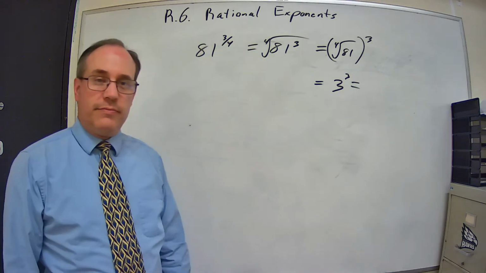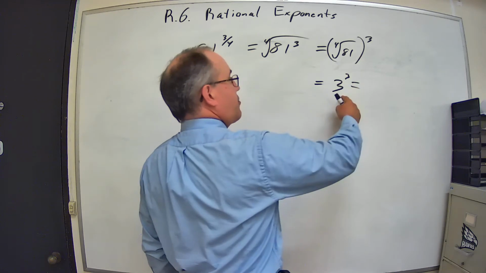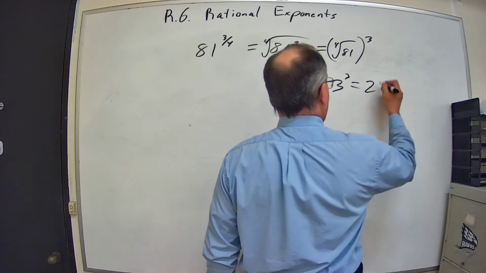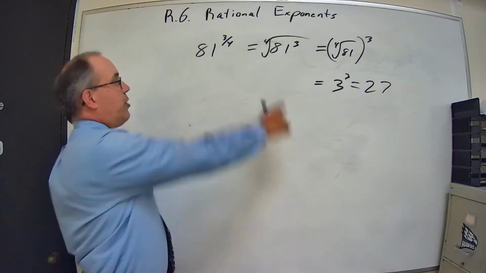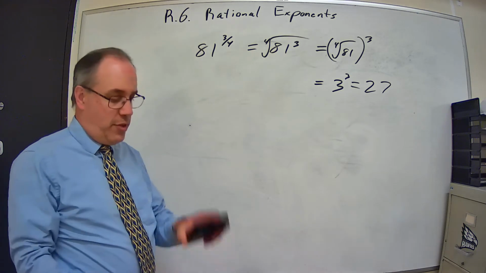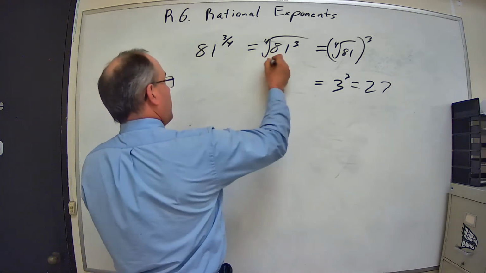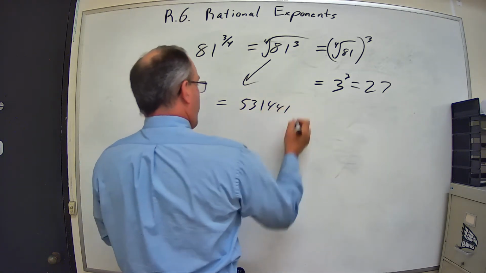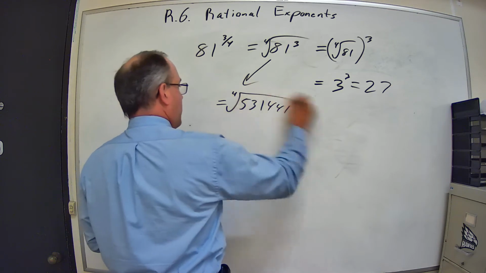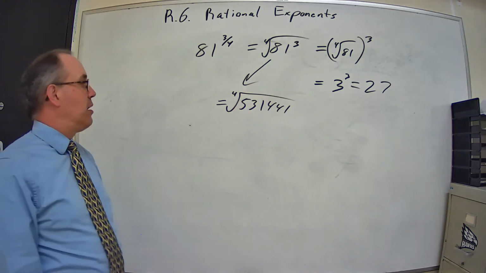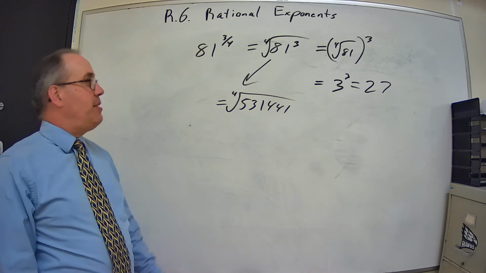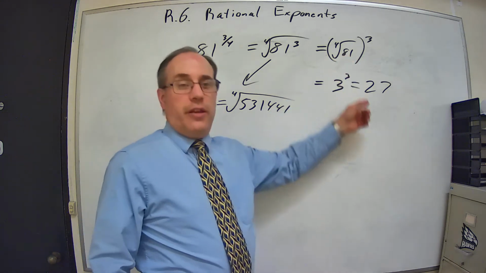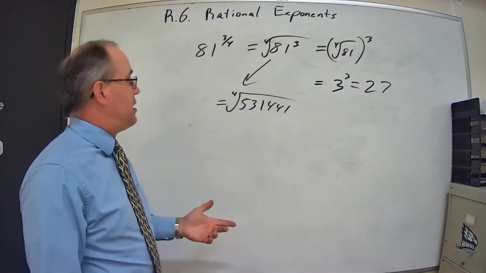Cubed, right? The 4th root of 81 is 3, cube it, 3 times 3 is 9 times 3 is 27. Whereas here, 81 cubed came out to be 531,441, the 4th root of that. Whew. I'm definitely not doing that one in my head. This one I could. So we use whatever is easier.